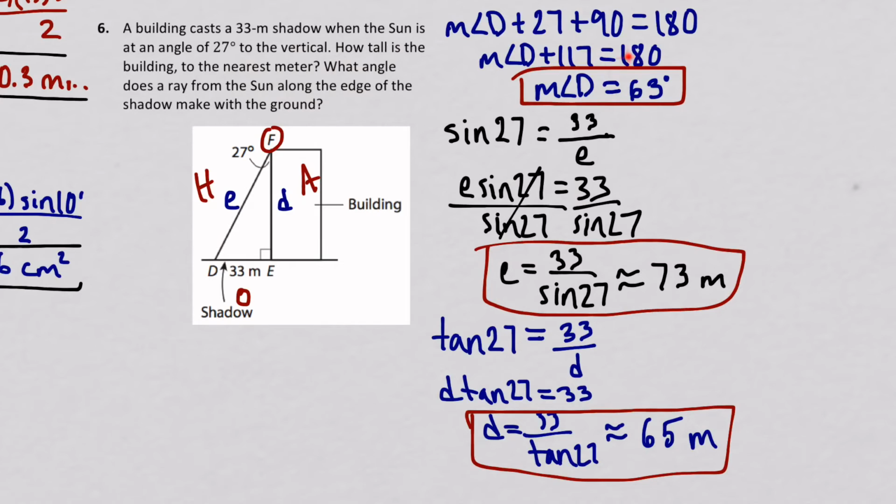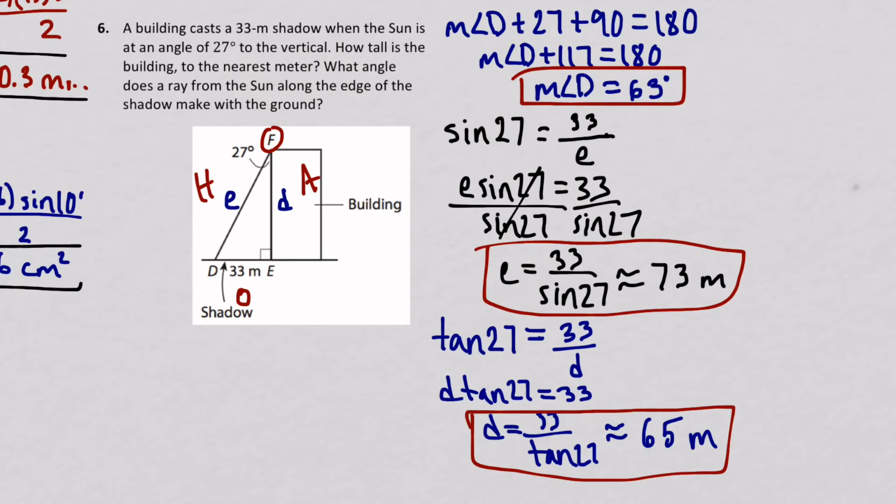So first, I started by finding the measure of angle D. That was easy because this is 90, this is 27. All three angles in a triangle add up to 180, so the measure of angle D plus 27 plus 90 equals 180, and then I solved and I got 63. Then what I did after that is to find E, which again, we didn't really have to. It's not one of the questions. But to find side E right here, I used the sine of this angle, sine of F, which is 27.